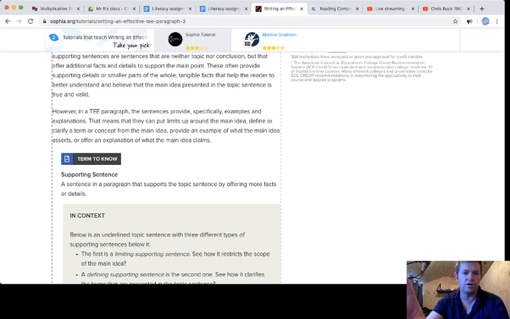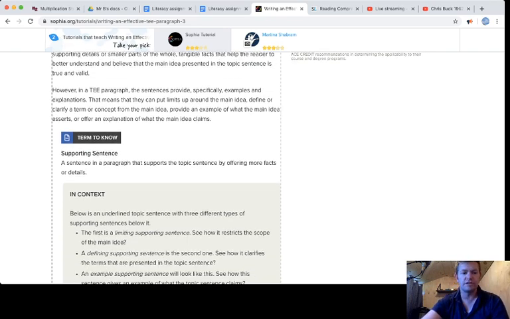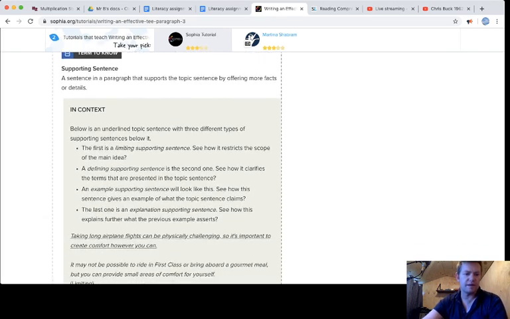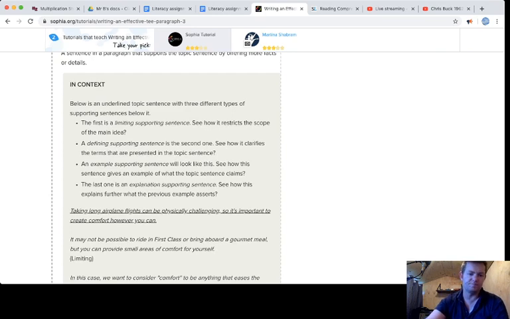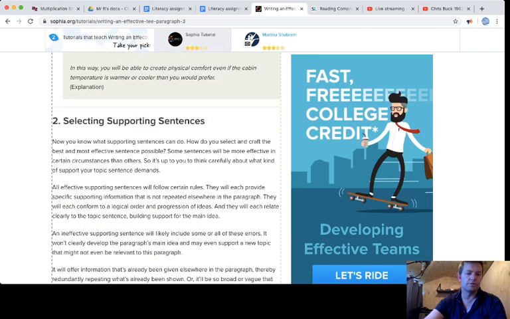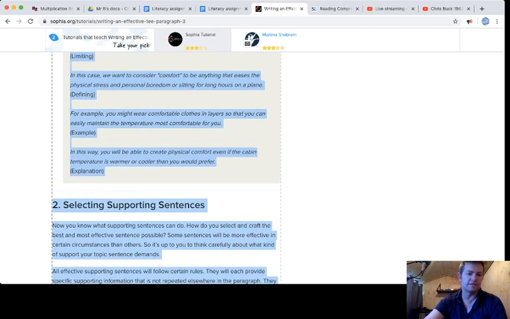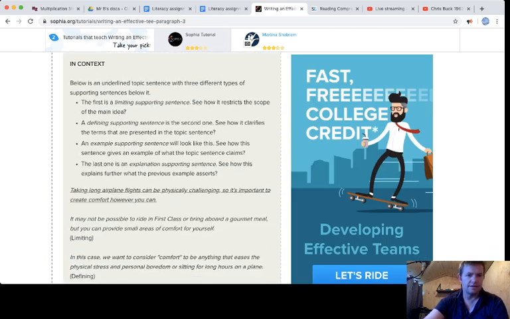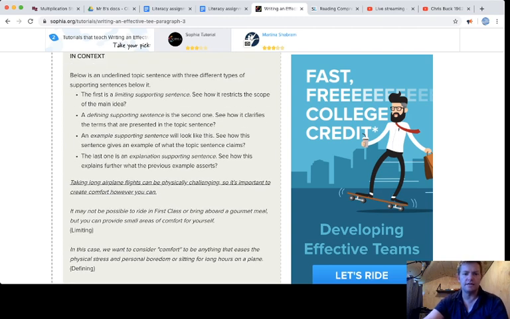These often provide supporting details or small parts of a whole, tangible facts that help the readers to better understand what you're trying to get across. Okay, we can read all that terminology. It's quite tricky, but this is the part that I wanted to get to you. They actually do an example here, which is quite cool, and then I'll go on and do my own example again. Okay, so below is an underlined topic sentence with 3 different types of supporting sentences below it.